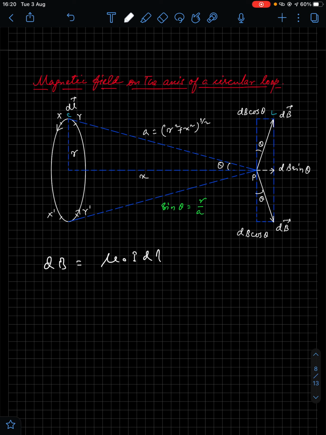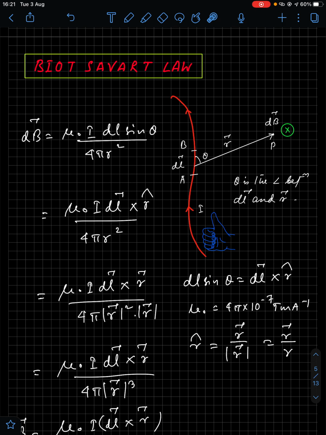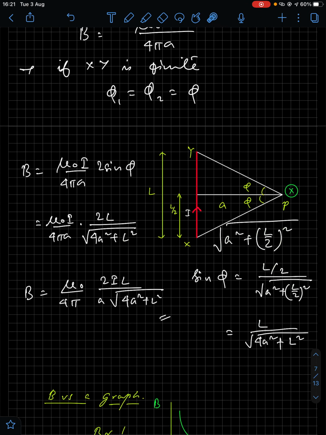Now sin, previously in the Biot-Savart law we had the angle that we place here, there we use sin theta. That was the angle between dl and r, right? That was the angle between dl and r. If I show you the diagram once again, this theta is the angle between the current element and this point, like the distance of the point from this current element. This is the angle theta.